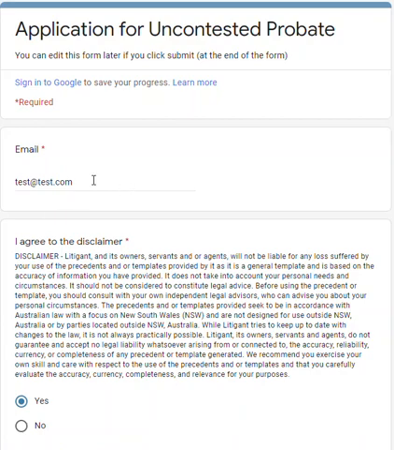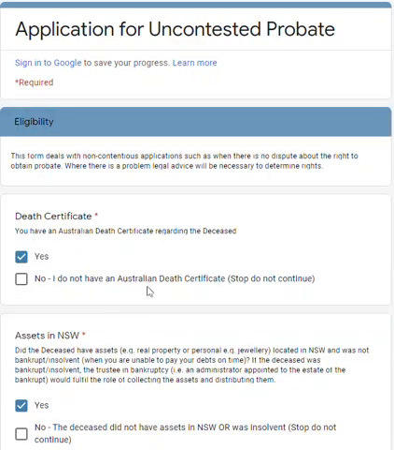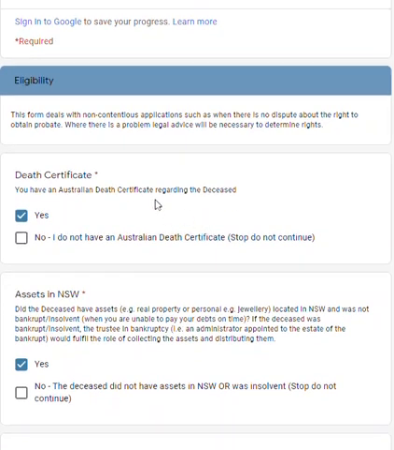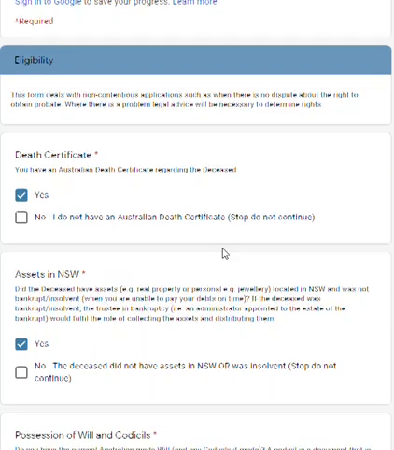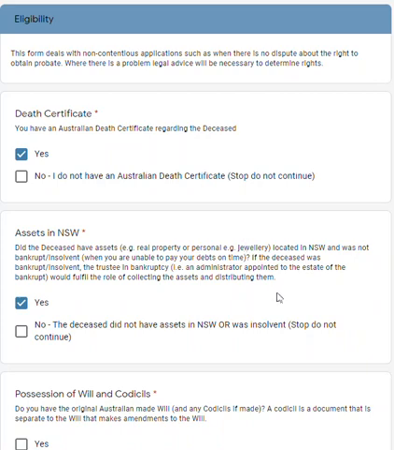The form asks for information such as your email address and your agreement to the disclaimer. As an executor, you would need to be eligible to use this form. For instance, you would need proof that the deceased has passed away by way of an Australian death certificate. The deceased must have had assets in New South Wales, such as real property, jewellery, furniture, or the like.